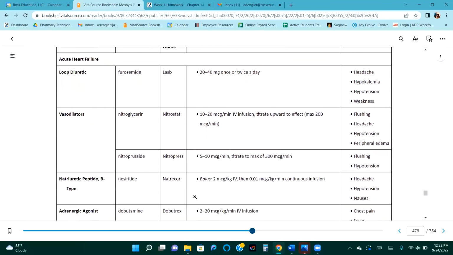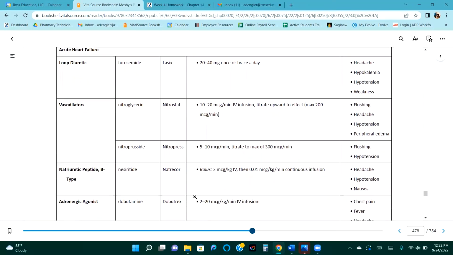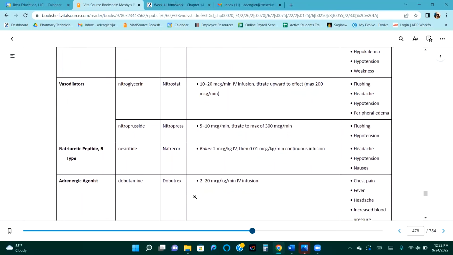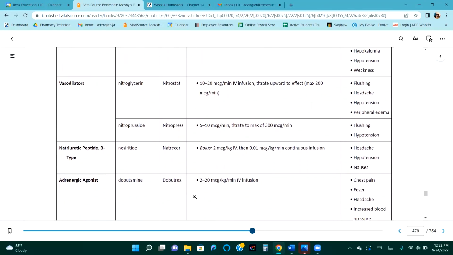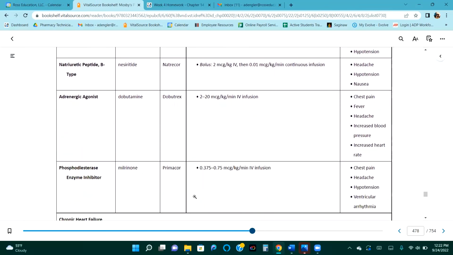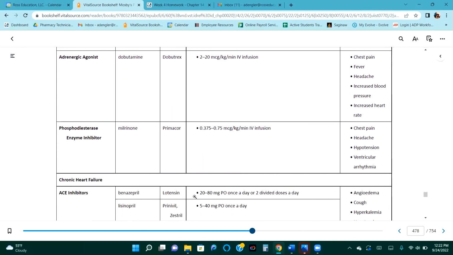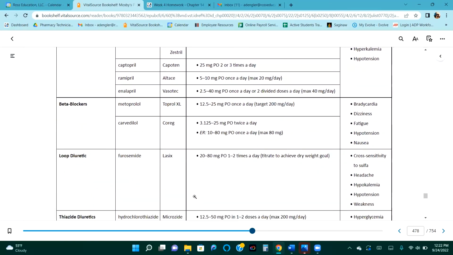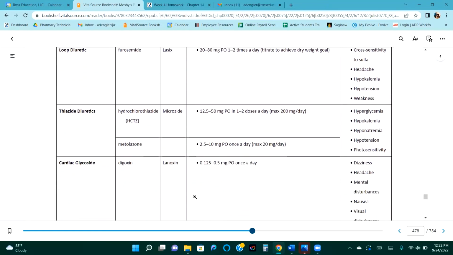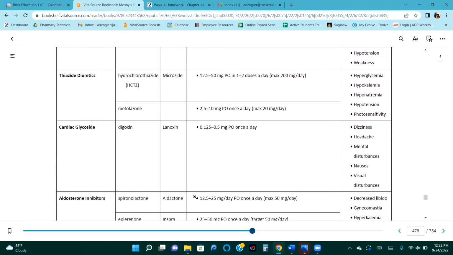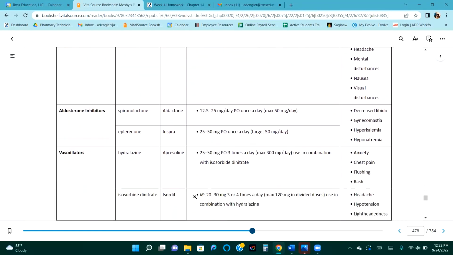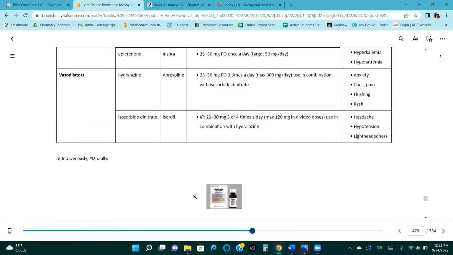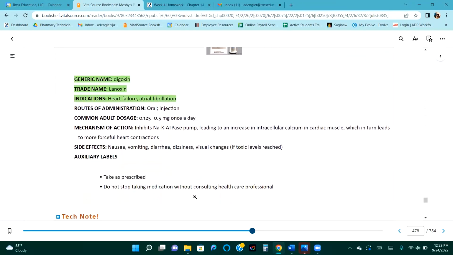For acute heart failure: loop diuretics, vasodilators, natriuretic peptide B types, adrenergic agonists, phosphodiesterase enzyme inhibitors. For chronic heart failure: ACE inhibitors, beta blockers, loop diuretics, thiazide diuretics, cardiac glycosides, aldosterone inhibitors, vasodilators.